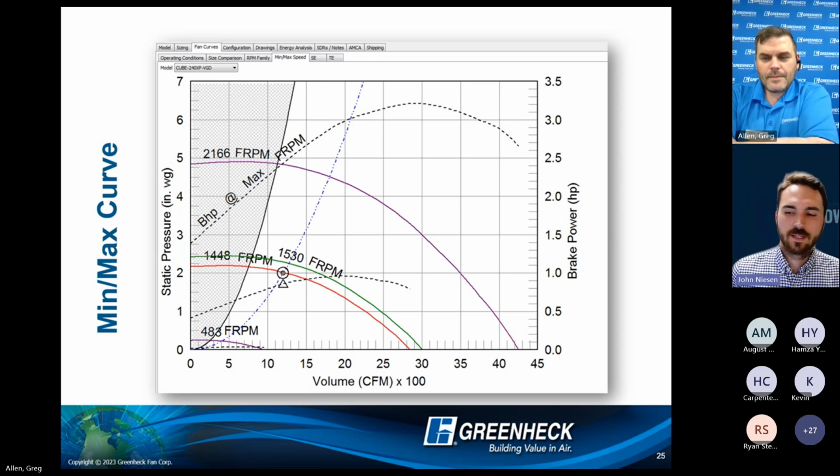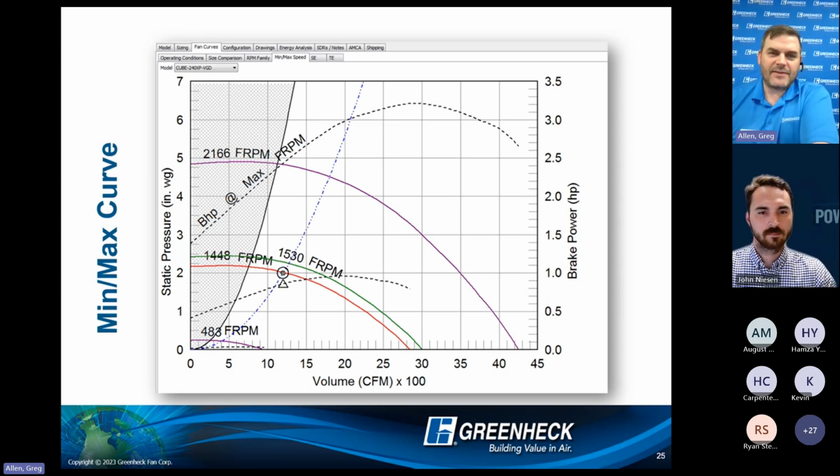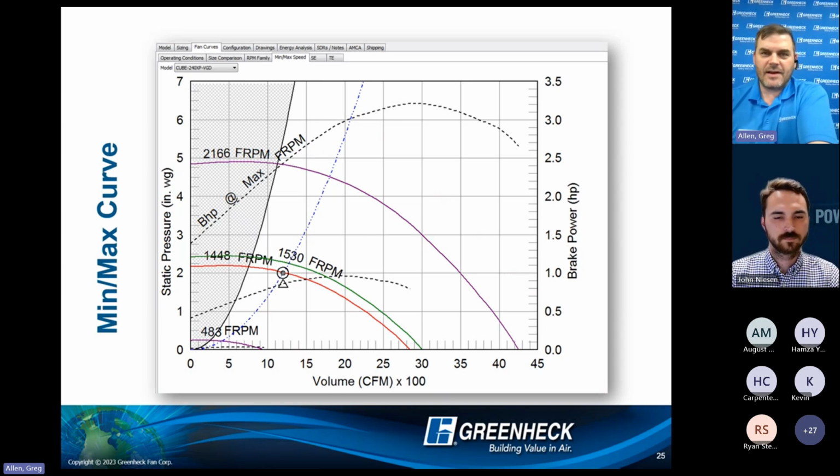Jake asks, the brake horsepower curve is only for the labeled RPM, is that correct? That is correct. So you have 2 brake horsepower curves. For what's on the screen here, the top brake horsepower curve, I say BHP at max fan RPM, so that is associated with that 2166 fan RPM. The lower brake horsepower curve is then associated to the red as selected. So that's what I'm showing on the screen.